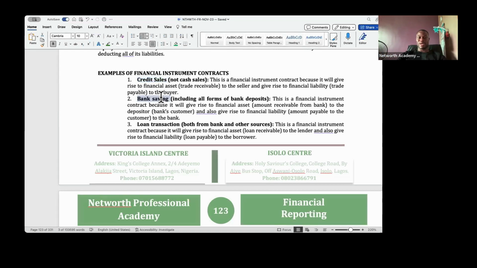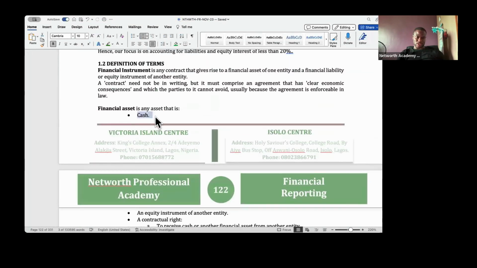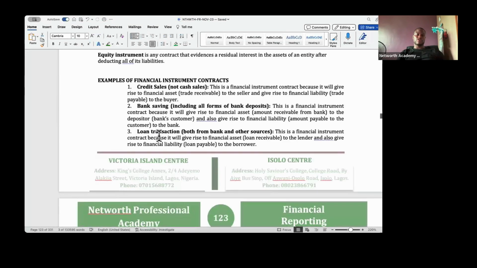Another example is bank savings or bank deposits. The transaction where you walk into the bank to deposit money is a financial instrument contract. Depositing money into your account makes you have money in your bank, which is a financial asset. Don't forget, a financial asset is cash. So when you deposit money in your bank, you have cash. So that is a financial asset of one entity.